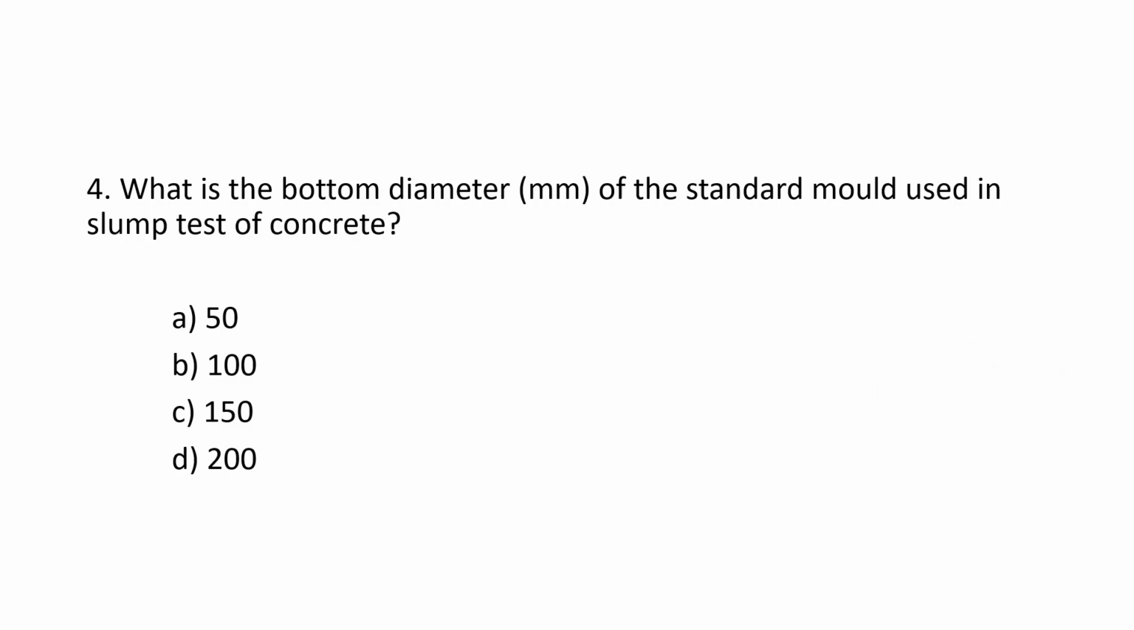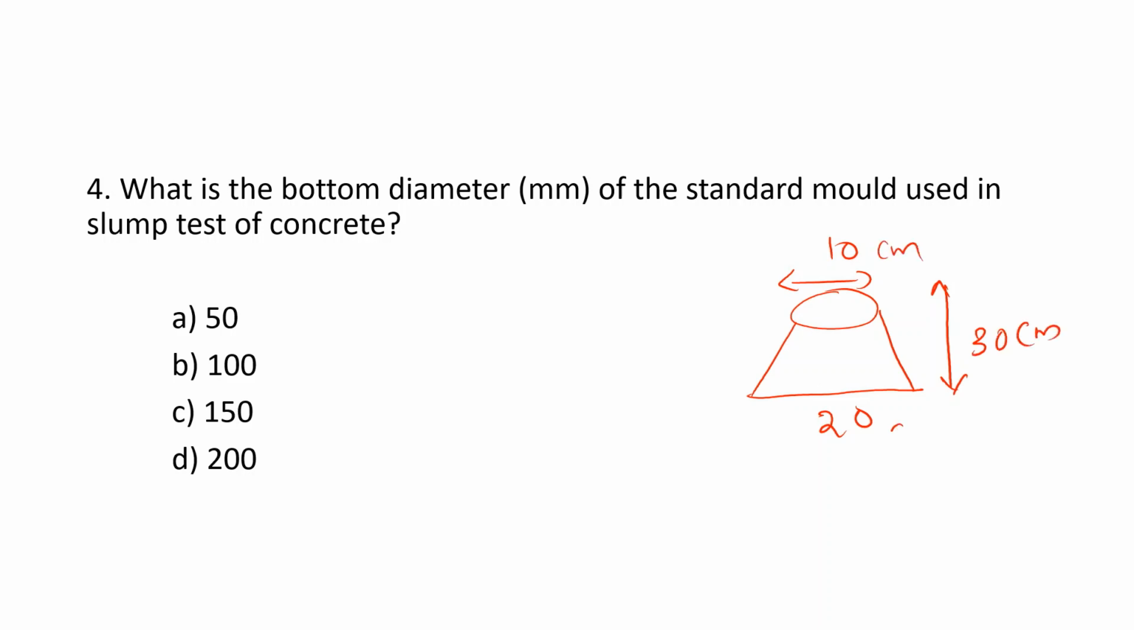Next question, what is the bottom diameter in mm of the standard mould used in slump test of concrete? Okay, for the slump test we are using a slump cone. Its dimensions are very important. Top it is 10, bottom it is 20, and its height is 30. This is all in centimeter: top 10 centimeter, bottom 20 centimeter, and height 30 centimeter.